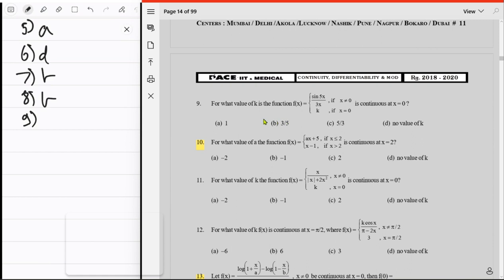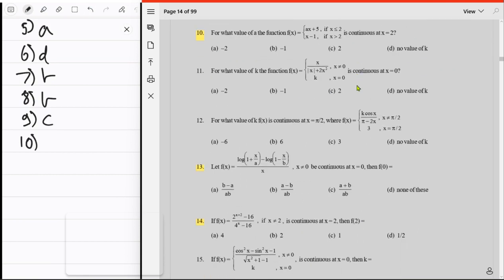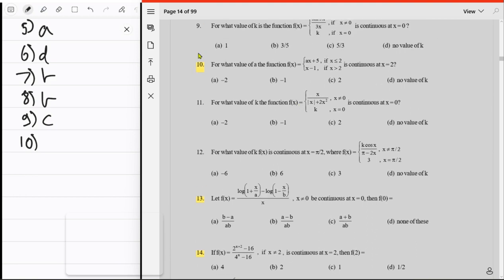For what value of k is this function continuous at x equal to 0? Just 5x upon 3x is just 5 upon 3, right? That's what it approaches as x approaches 0. So 5 upon 3 is the value. Why are they doing something like this? Whatever. It's just the most basic kind of question, right? Maybe that's why they're doing it.